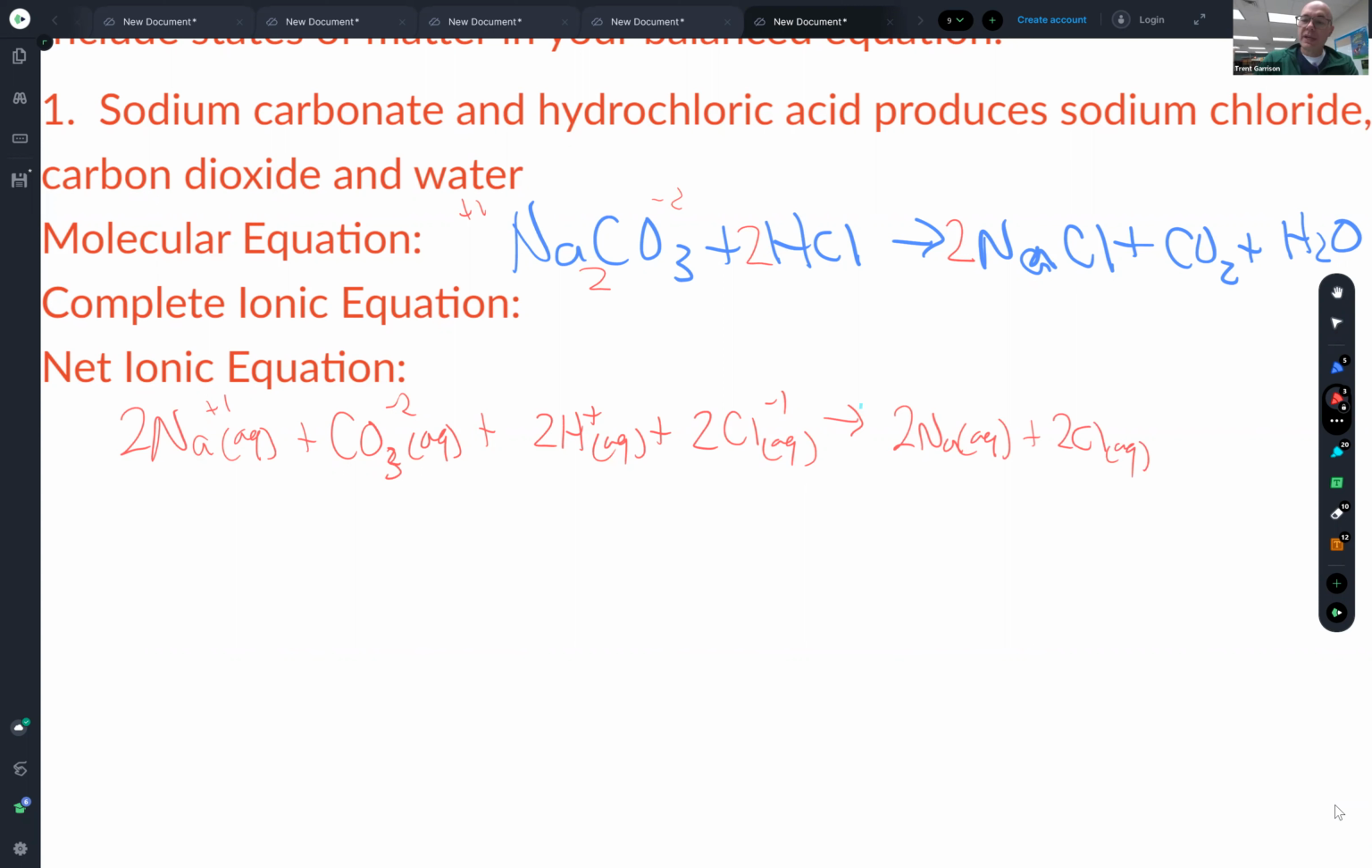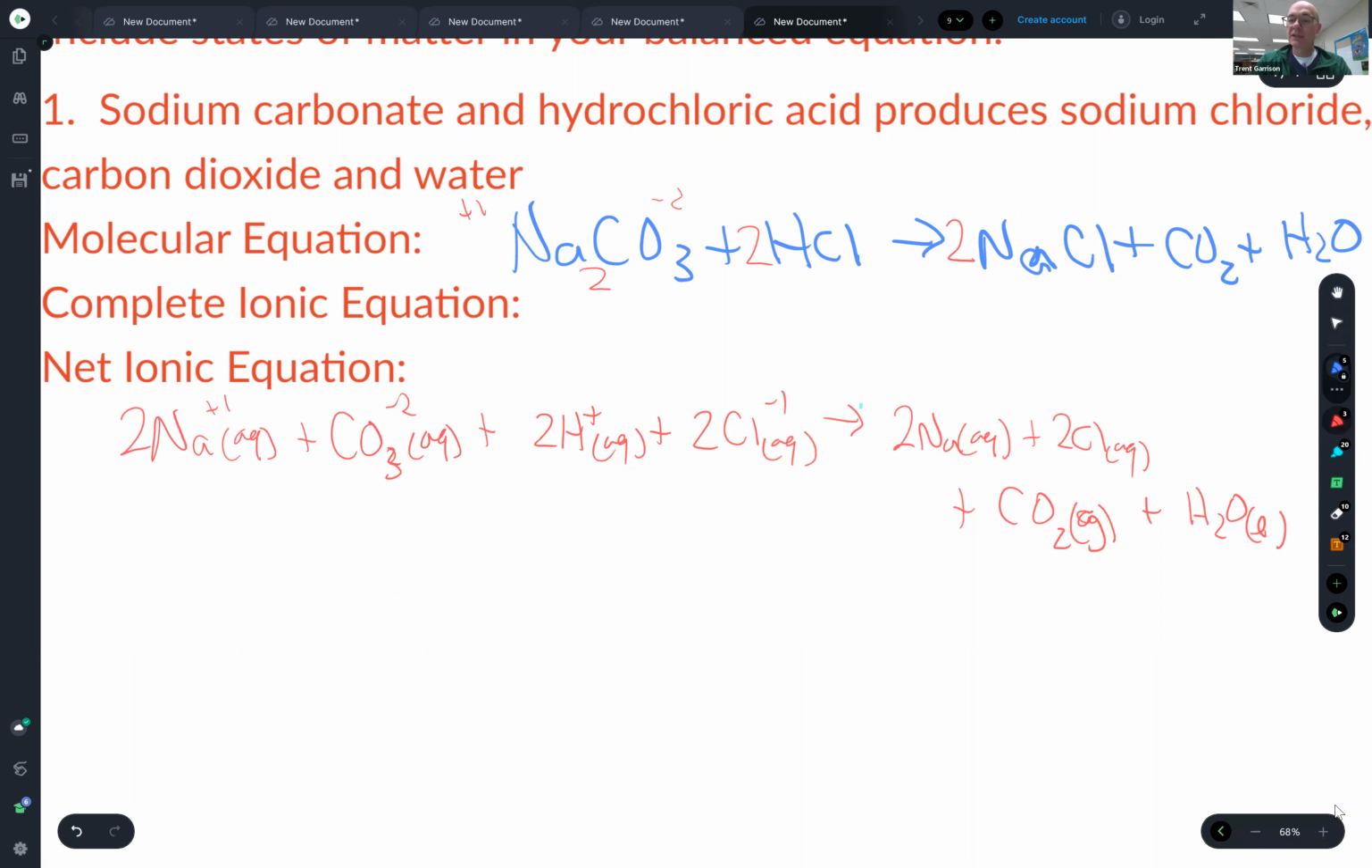Now, we come next to carbon dioxide, which is a gas. It stays together. It does not separate, nor does the water. The water stays the same. They do not separate into ions because they are covalently bonded molecules. Okay, now with that in mind, that is my complete ionic equation. Everything is separated into the ions and its constituent parts.